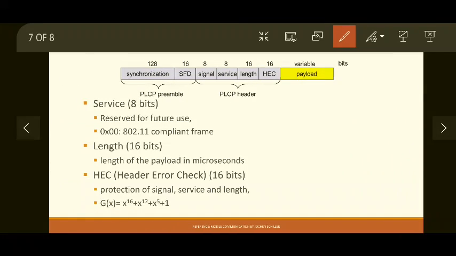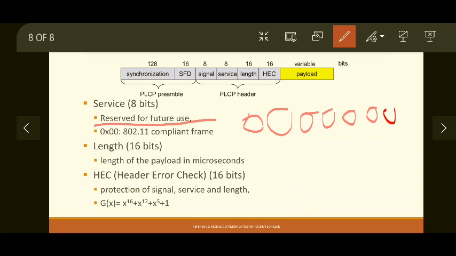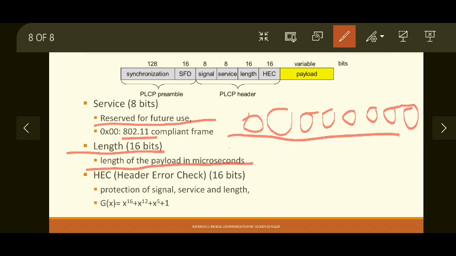Again, it is 8 bits. The service field is reserved for future use, but it is filled with all zeros, that means 8 zeros, to indicate that this frame is an 802.11 compliant frame. This frame is for wireless LAN, which is indicated by all zeros. After that, similar to PLW, the length field is there. The length field is again 16 bits. It indicates the length of the payload in microseconds. Remember, this length is mentioned in terms of microseconds.